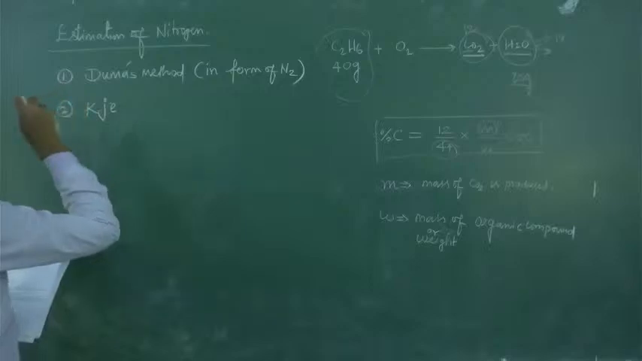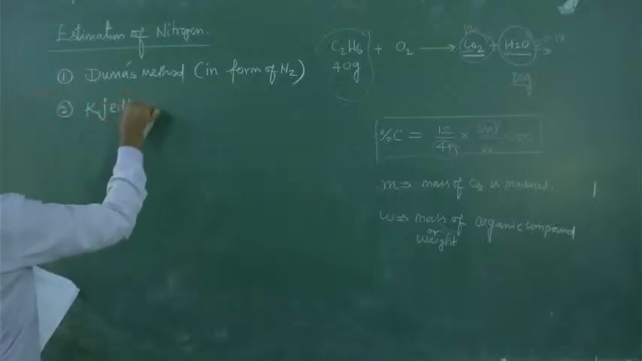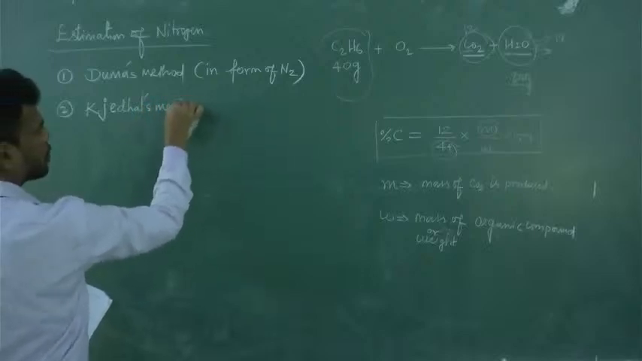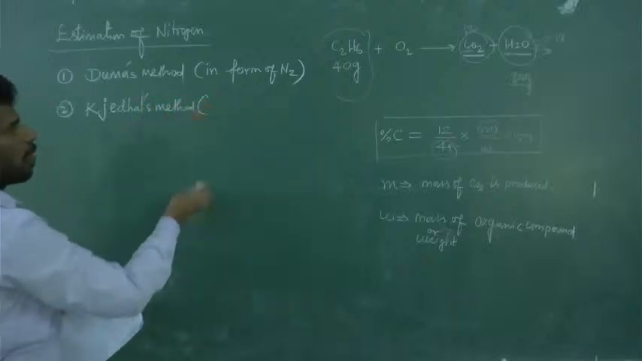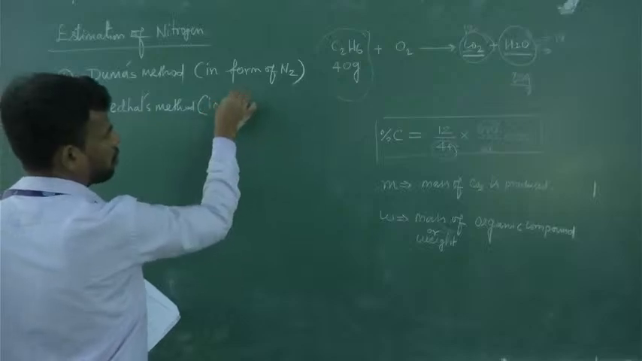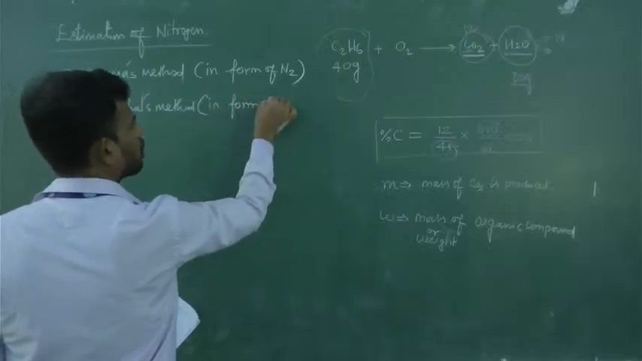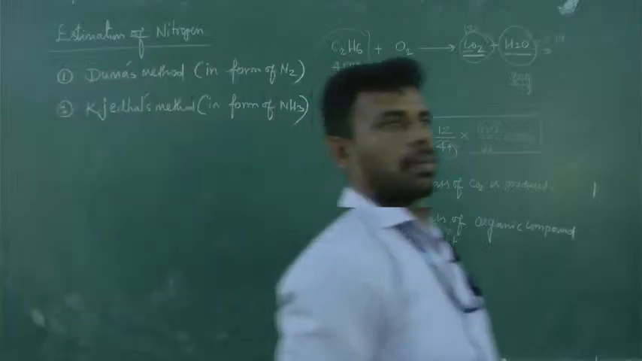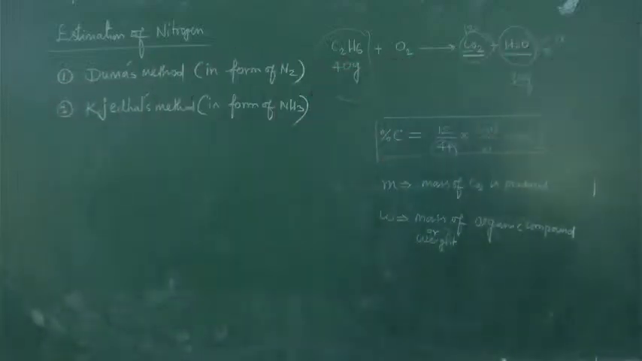Okay, Kjeldahl's method. We have to estimate the nitrogen in the form of ammonia. Okay, there are two methods. One is going to be Dumas. In Dumas, nitrogen is liberated in the form of N2.